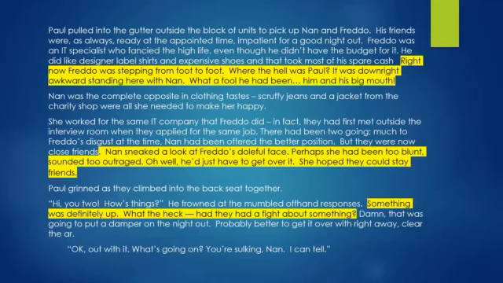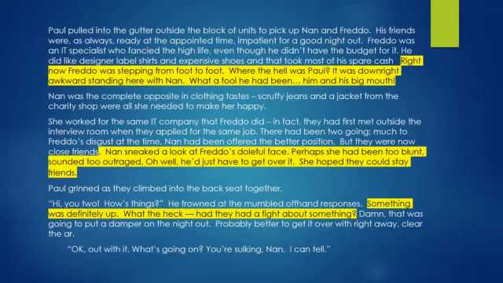Where the hell was Paul? It was downright awkward standing here with Nan. What a fool he'd been. Okay, suddenly we're hearing Fredo's voice. Then we get to talk about Nan. Nan was the complete opposite in clothing taste, scruffy jeans, etc., etc. We know all that. We know about her being in the IT company. That was all, and still is, general narration. The narrator is telling us that part.